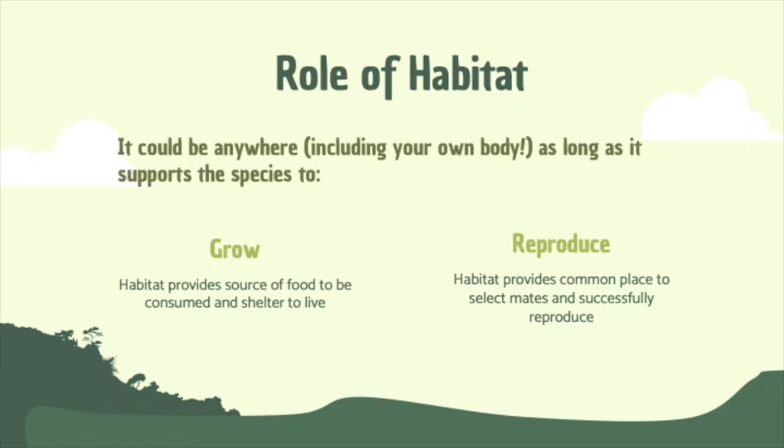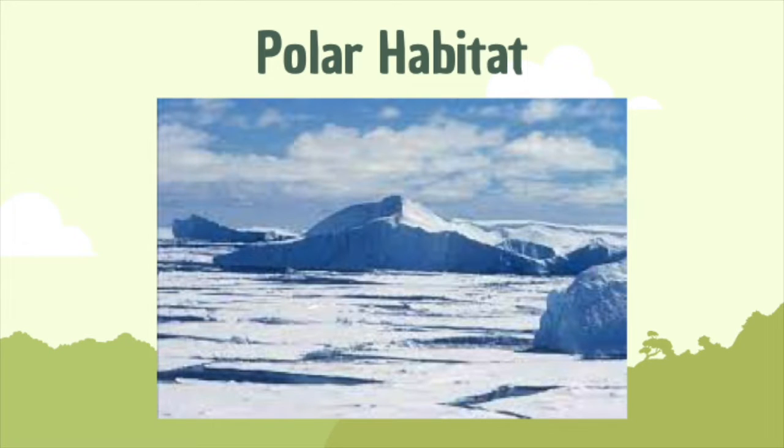The role of habitat is to provide a source of food to be consumed and shelter to live, and to provide a common place to select mates and successfully reproduce. Now, let's start with examples of habitat. The first example is polar habitat.